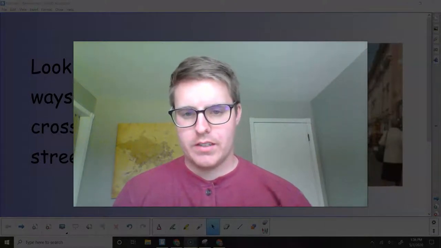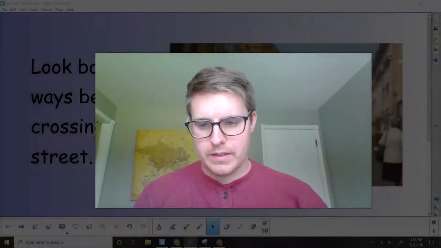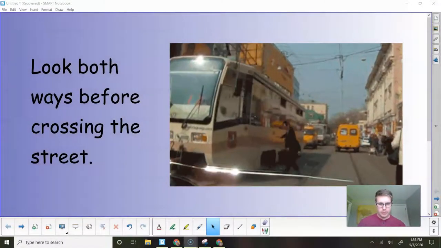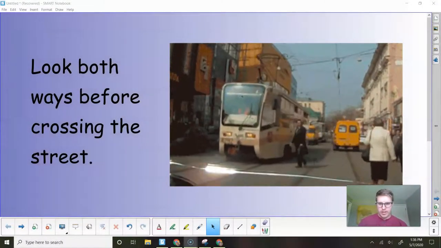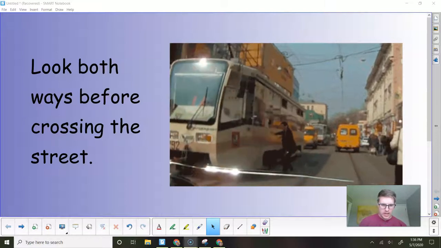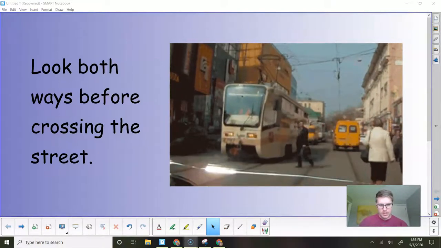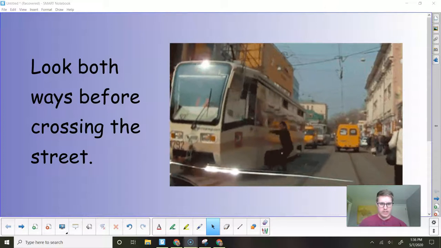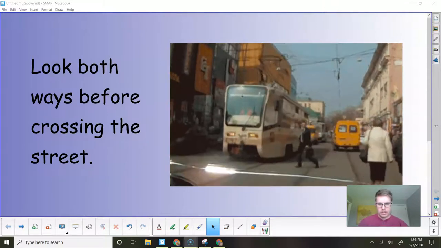But let's kick things off with some common sense. Hopefully, you already know this one, boys and girls. Look both ways before crossing the street. Don't be like that guy. And boom, he's lucky he did not get run over.